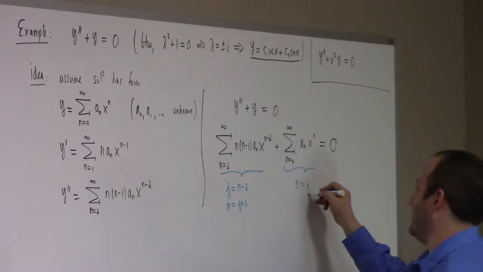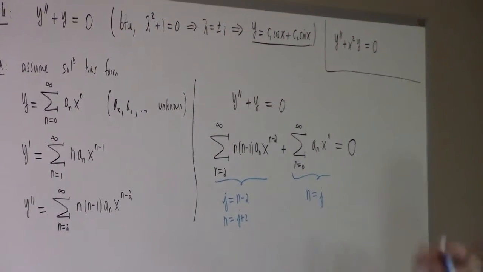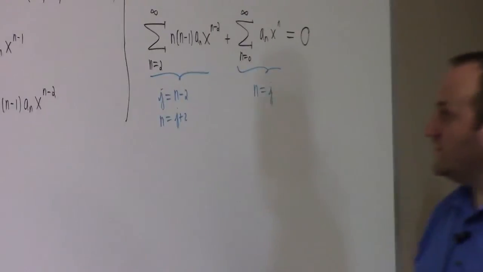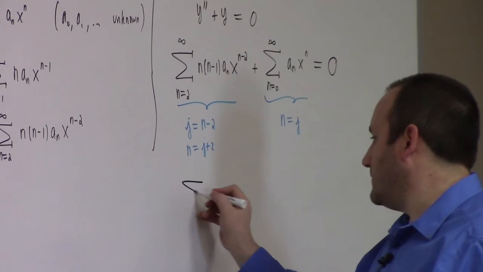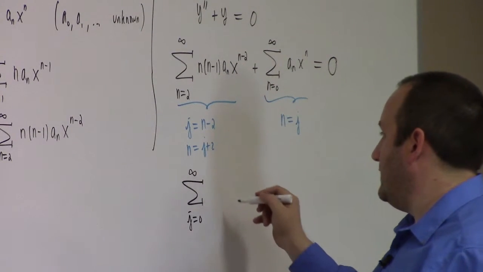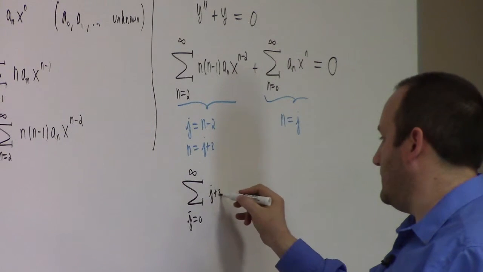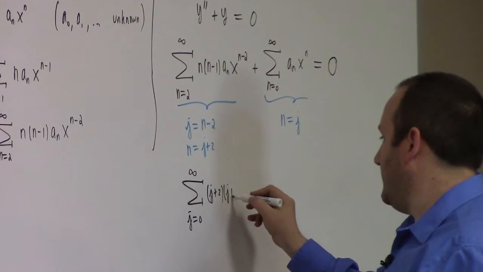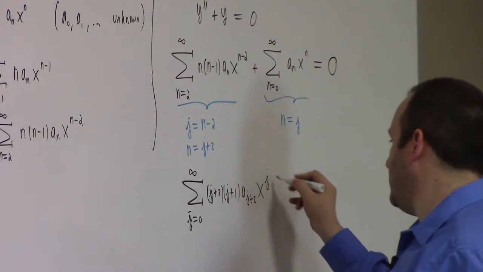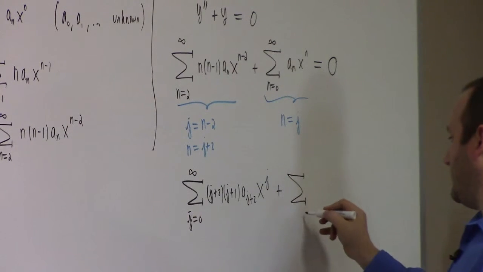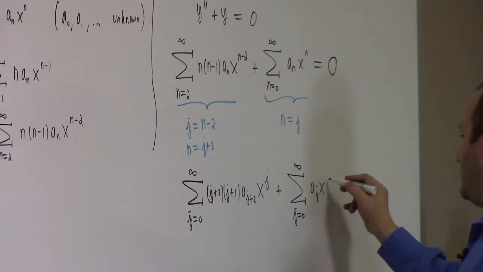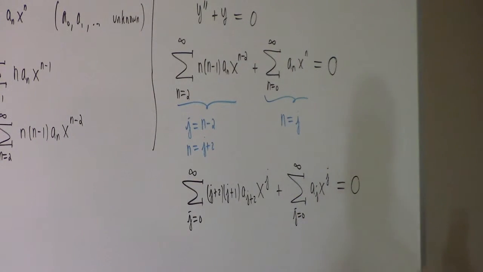n equals j, and then it'll look the same. If we do that, then the resulting sums will both look the same, right? So we have the sum j equals 0 to infinity, n is j plus 2, we have j plus 2, j plus 1, a sub j plus 2, x to the j, plus the sum j equals 0 to infinity of a sub j x to the j equal to 0.